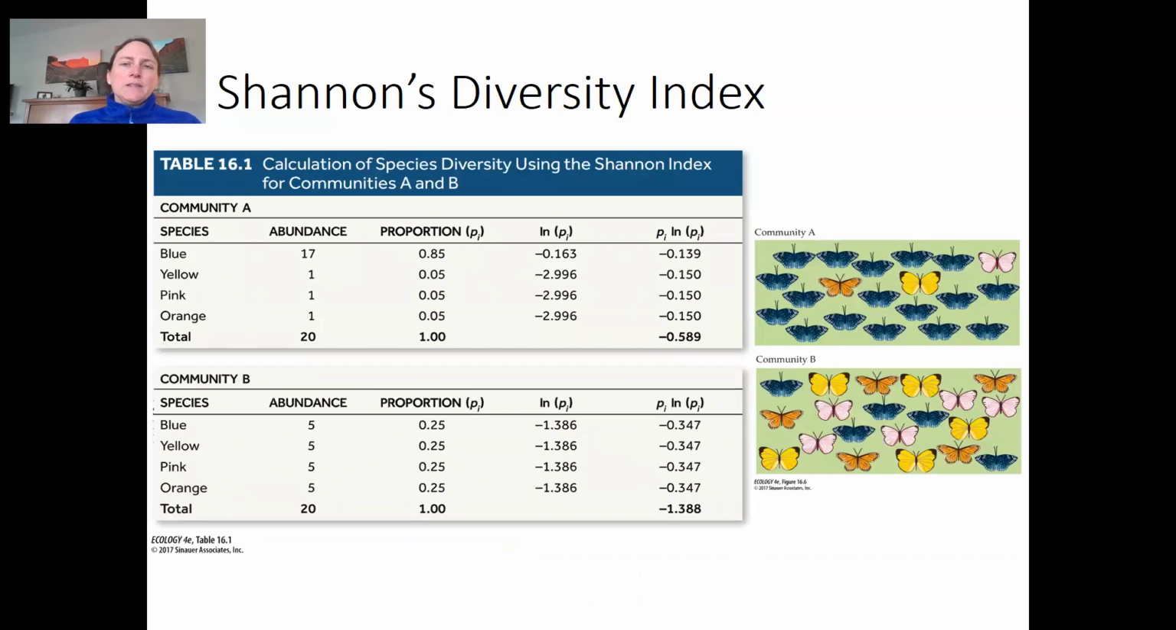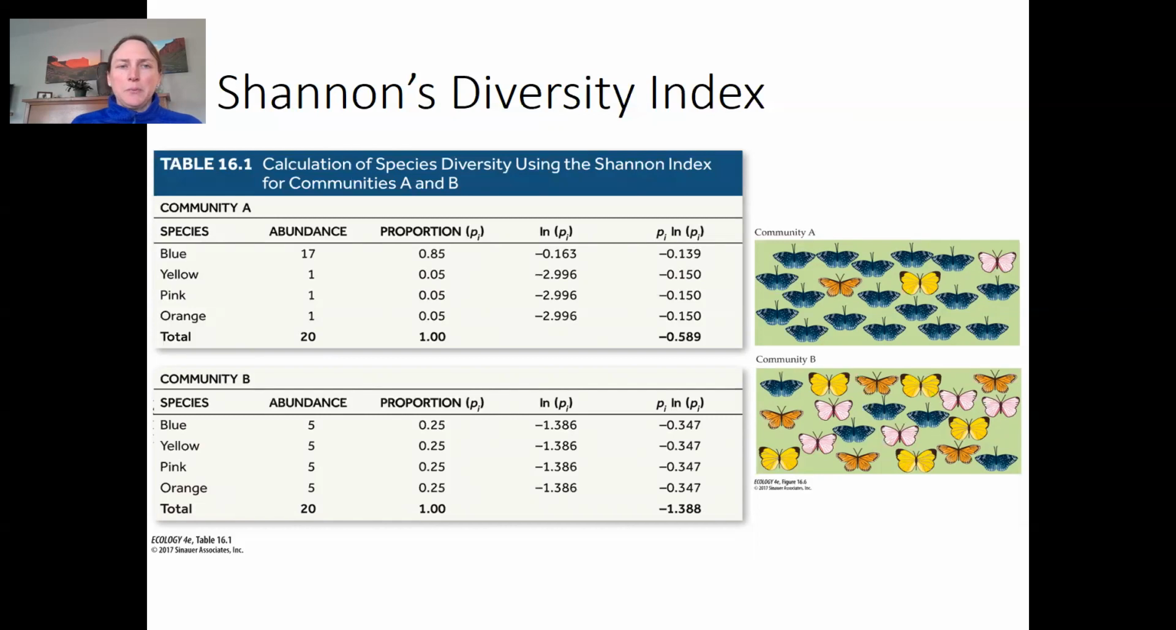So here you can see just two tables, corresponding to community A and B, and they show you how you would calculate those different proportions, multiply by the natural log of the proportion, and then add it all up. And what you can see is that for community A, species diversity is much lower than for community B. You can see that because of the Shannon's H value, which is 0.5 for community A and 1.3 for community B.